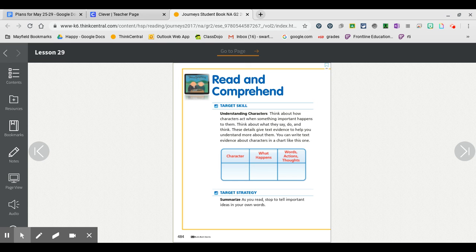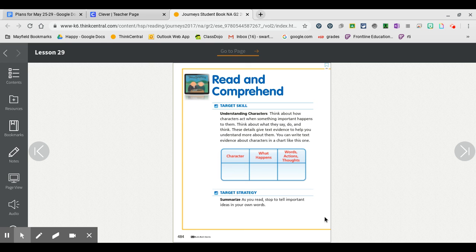As we read our story today, I want you to keep this chart in your head and think about your characters, what happens to them, and their words, actions, or thoughts that help you come up with a better understanding for that character. What's also going to be super important this week as we read, my friends, is our good old target strategy of summarizing.